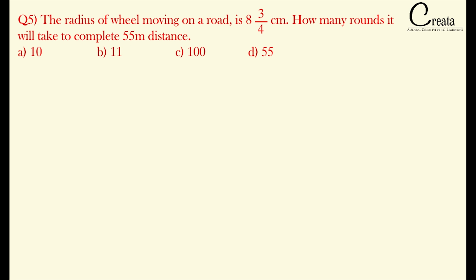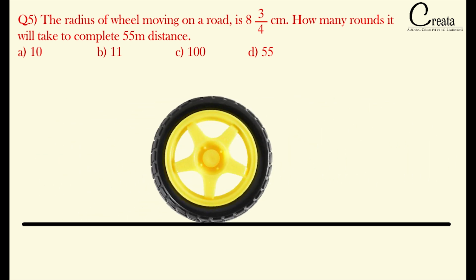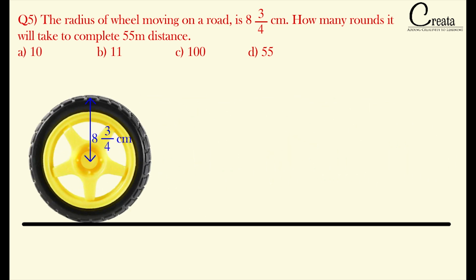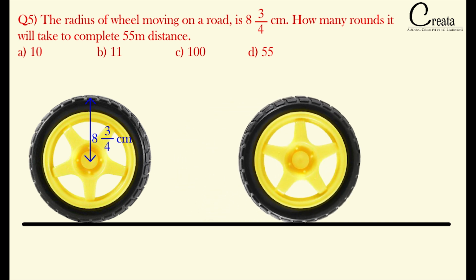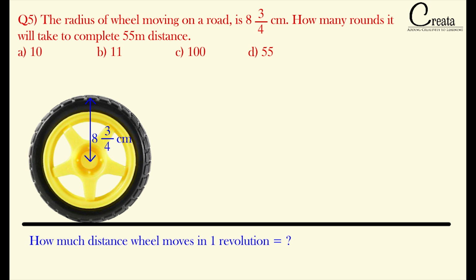Let's approach the question. Our standard rule, the first step, we will visualize and observe the question. In this question, a wheel is given which is moving on a road. The radius of the wheel is given as 8 3/4 centimeter. The question is asking how many rounds it will take to complete 55 meter distance. That means we have to find out how many rounds this wheel will move to complete the distance of 55 meter. If somehow we are able to find how much distance this wheel moves in 1 revolution, then we can calculate the rounds it will take to complete this 55 meter.